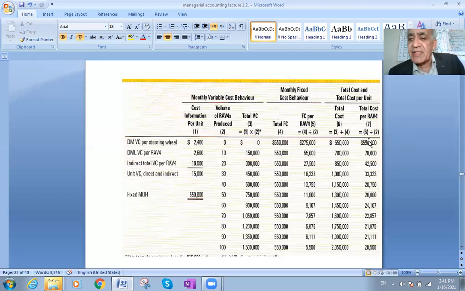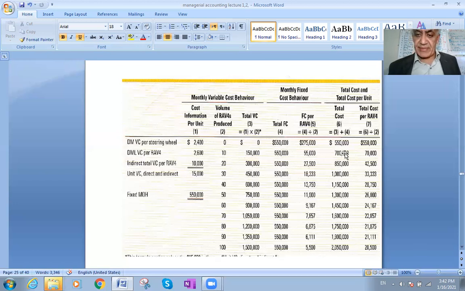And this is the rule in managerial accounting and in all our decisions. The more you produce, the less the costs are. So here, as an example, in this column, when you didn't produce anything, you're still paying the 550,000 because you carried the fixed costs, but you didn't actually carry the variable costs.